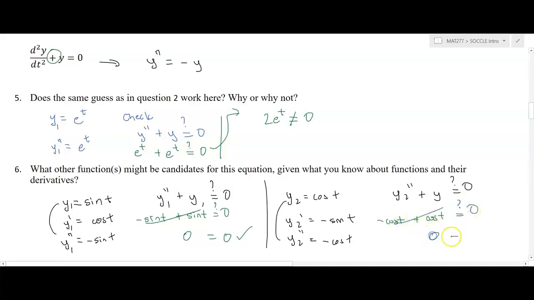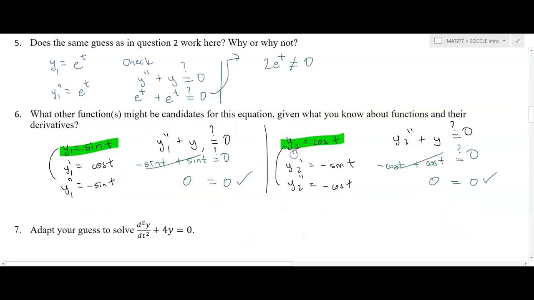Of course, because 0 equals 0. So we have two solutions. We have the first one being y1 equals sine of t, y2 equals cosine t. Not specifically in that order. Whether you found cosine or sine first, it doesn't make a difference. The subscript is strictly there to help us keep track of the fact that there's more than one solution.